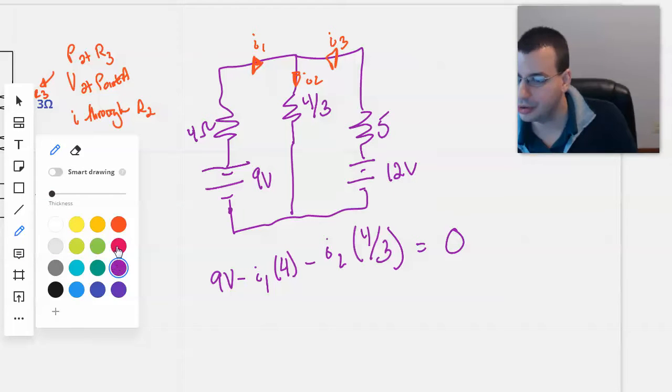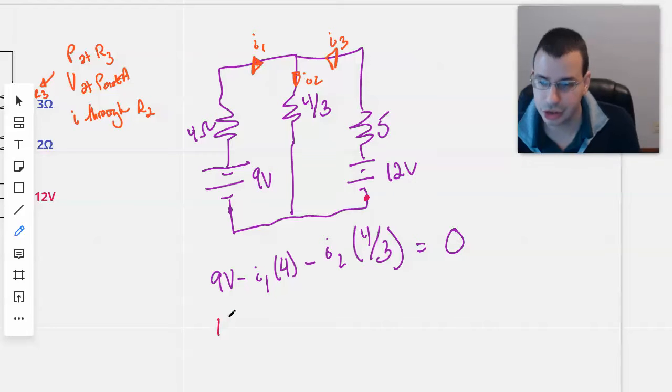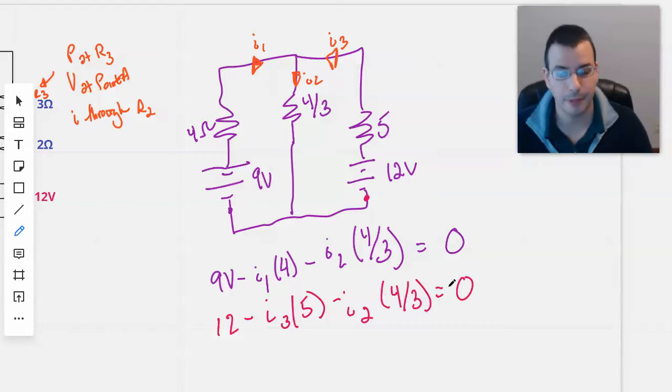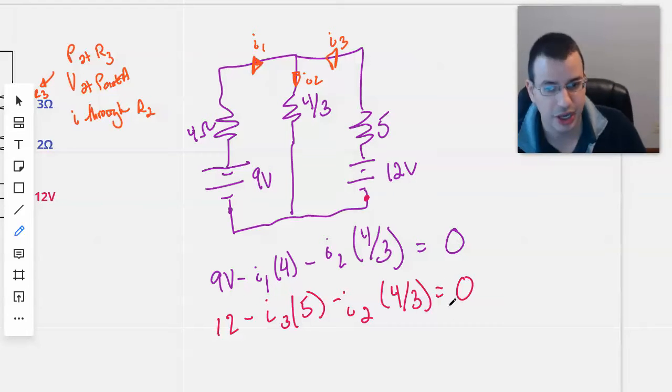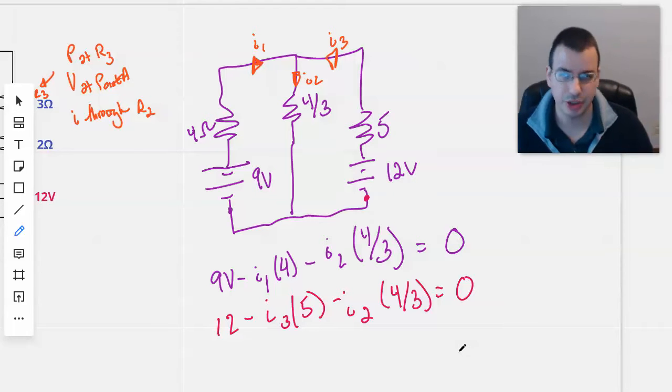Now we're going to the other loop, which starts here, goes around, and then comes back. First thing we'll do is go through the battery. We have a rise in voltage. Then we'll have I3, because this is I3 in this loop here. So we'll have I3 times 5 minus I2 times 4/3, and that will equal 0. So now we have 2 equations and 3 unknowns. We need 1 additional equation. Remember from advanced algebra, you need the same number of unknowns as equations.